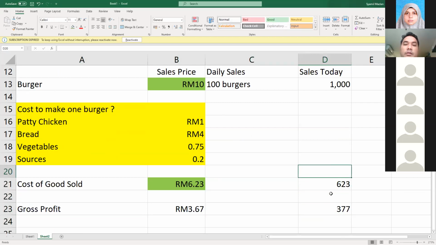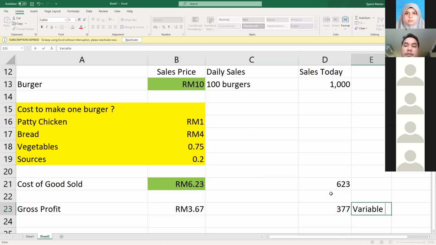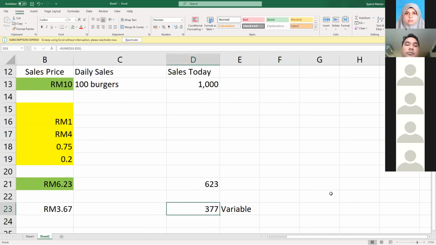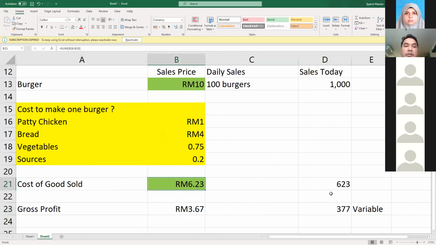So what I want to show you is what we call the gross profit. Gross profit is something variable. Like I told you, the increase of your sales will increase your cost to make a single burger. Okay, clear?